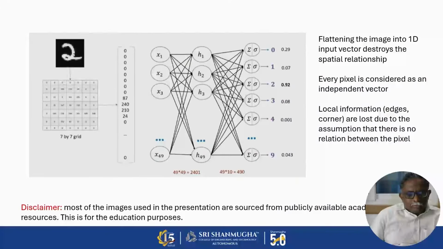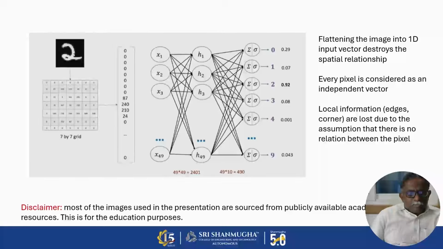Suppose you look at a grayscale image where the corner ones are black, so you will have 0 values, and the center one is white and will have some values. This can be 7 cross 7, so we will have 49 values. If you convert this 2D image into a 1D vector, you will have 49. So each pixel is considered as an independent value, and it is fed into the input layer of the multi-layer perceptron.